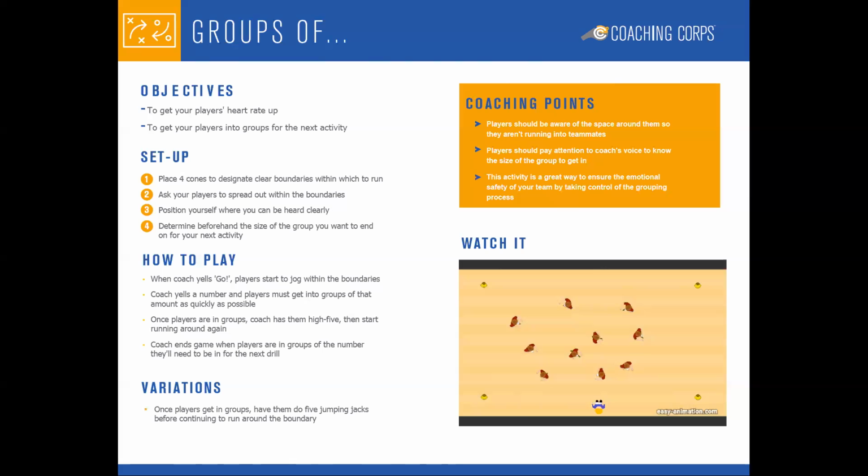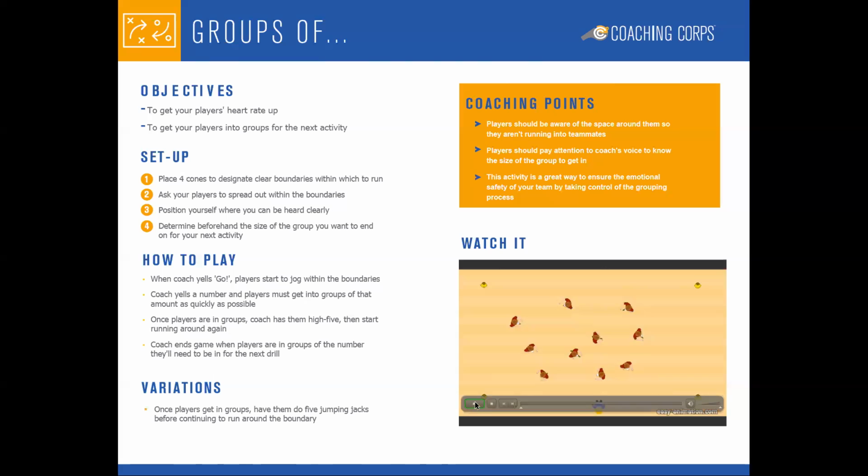How to play. When the coach yells go, players will start to jog within the boundaries. Coach will yell out a number and players must get into groups of that amount as quickly as possible. Once the players are in their groups, the coach has them high five and then start running around again. Coach will end the game when the players are in groups of the number that they'll need to be for that next activity. Let's see what it looks like with our animation off to the right.